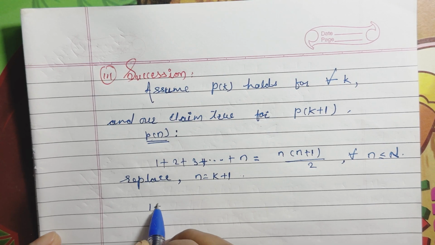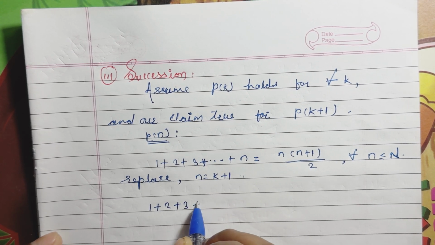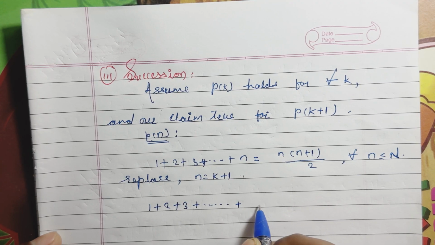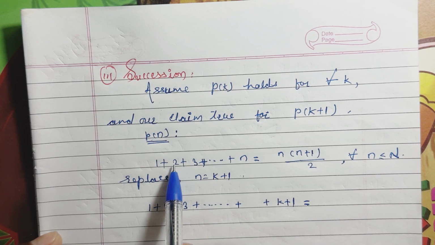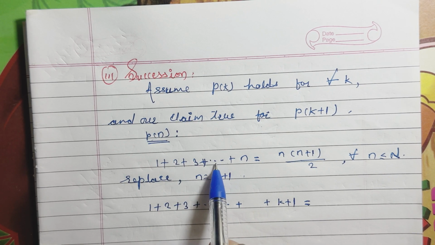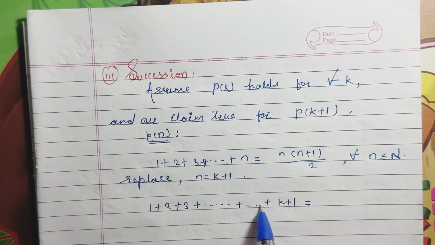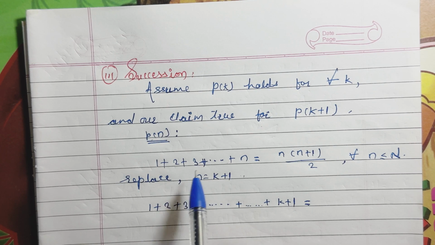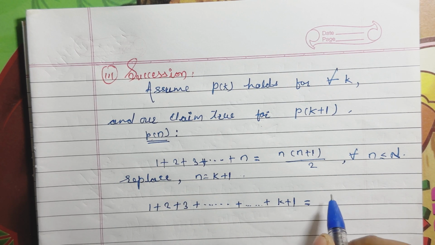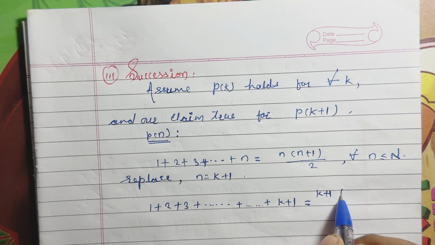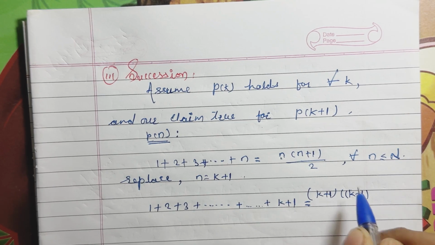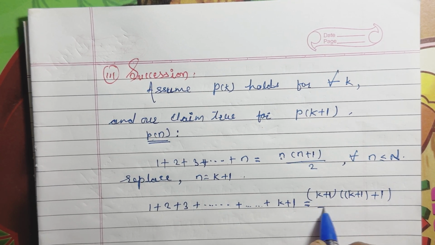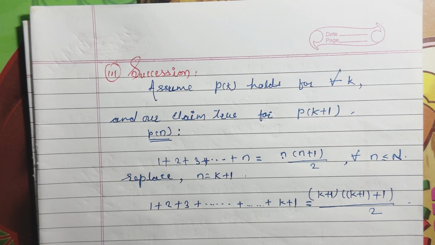So what we get: 1 plus 2 plus 3 plus up to k plus 1, which is equal to, there are many numbers here in the form of dots, so we are not writing those. I replace n as k plus 1, and n as k plus 1 here too, so k plus 1 into k plus 1 plus 1, divided by 2. This is the replacement in our statement.